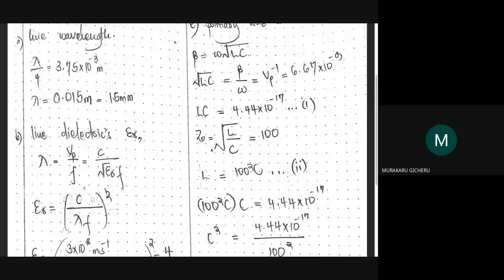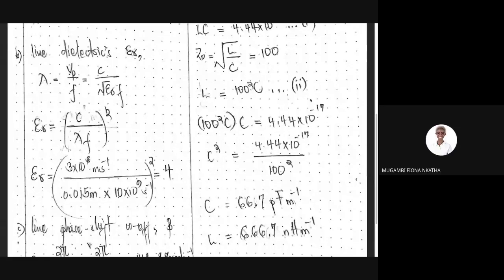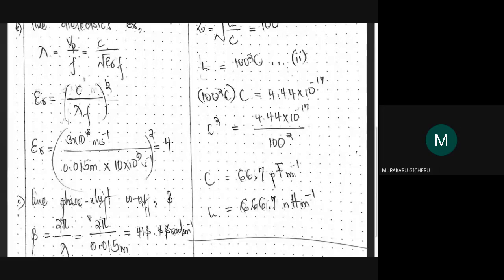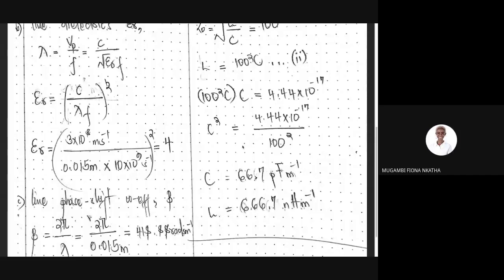So if you do this, the root of LC is, well, that. This is just simple math. So you get 100 squared C times C is equal to this. So you get C squared is equal to this divided by 100 squared, which is 66.7 picofarad. You find L from 100 squared C. You get L is equal to 6.7 nanohenries per meter.